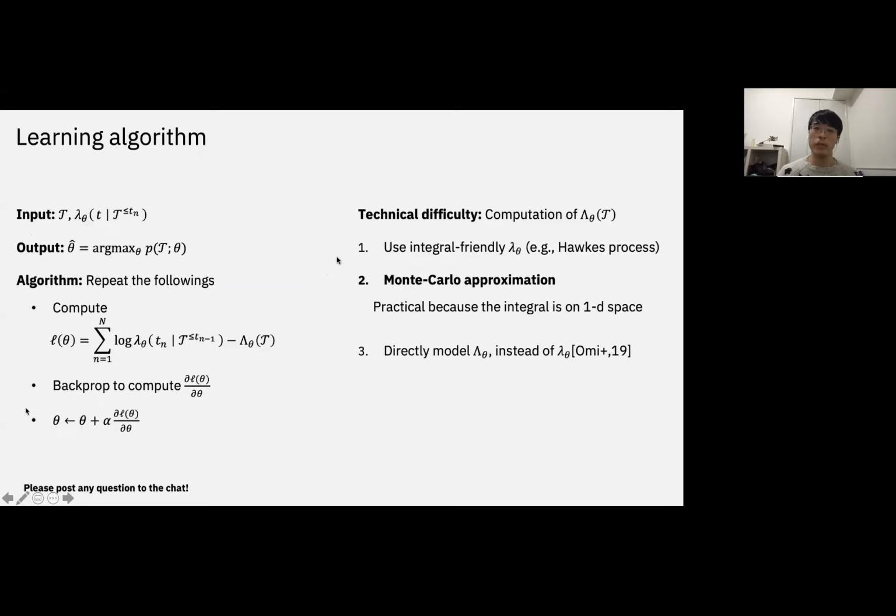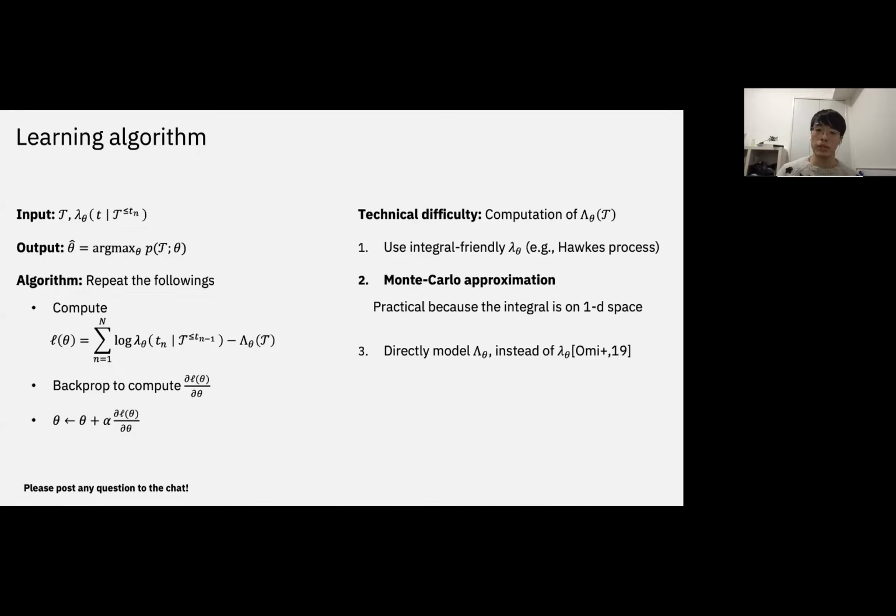However, there are, I think, mainly three approaches to address this difficulty. The first approach is to use an integral-friendly conditional intensity function. For example, using a Hawkes process fits into this approach. And the second approach is to rely on Monte Carlo approximation, or use numerical integration to approximately calculate the compensator term. And I think this approach is practical because the integral is defined on a one-dimensional space, I mean the time axis, and it is quite simple to approximate the integral by some numerical method. So this is quite practical.